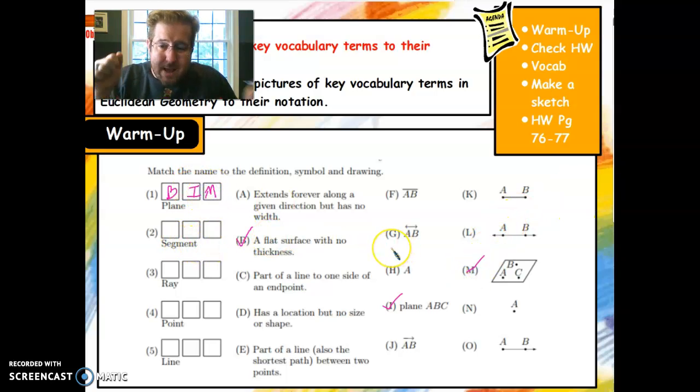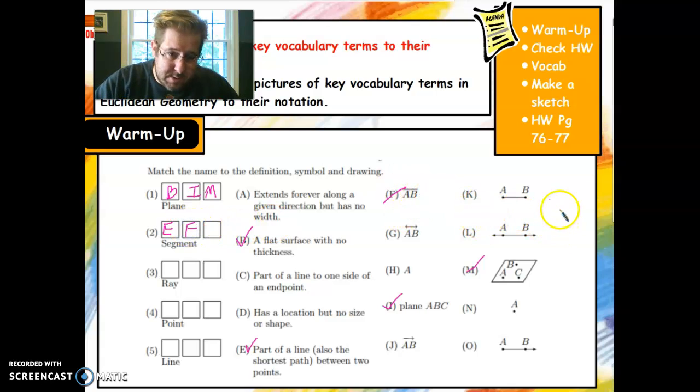A segment has two endpoints, so it's kind of like a line, but it has two endpoints. So that would be N, endpoint at location. Part of a line, also shortest path between two points. Okay, so that's this one. So it has two endpoints. That would be choice F because it has no arrows on top for the notation. And that would be K because, once again, it has two endpoints.